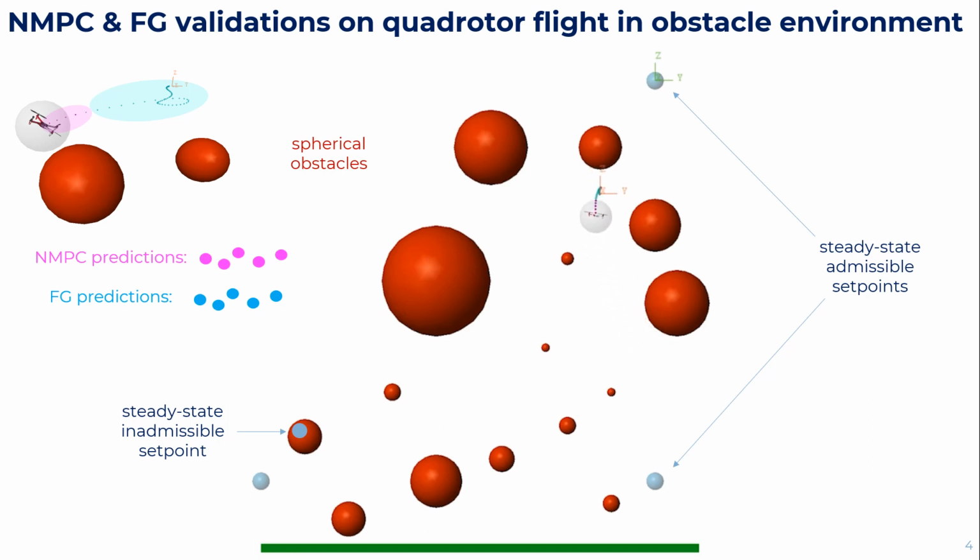It is worth noting that the direct or ungoverned tracking of these distant set points, so without our feasibility governor, is computationally intractable, even for large terminal set sizes.